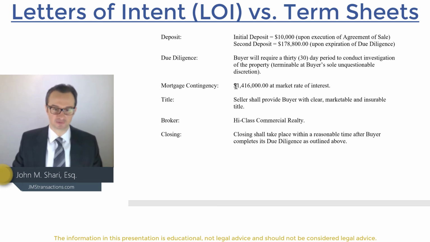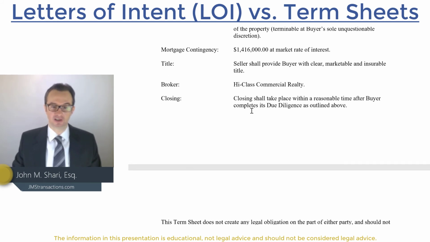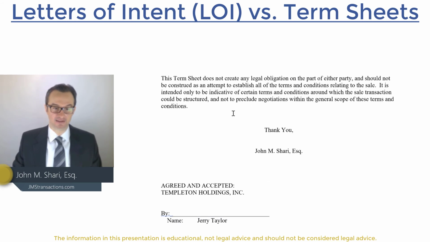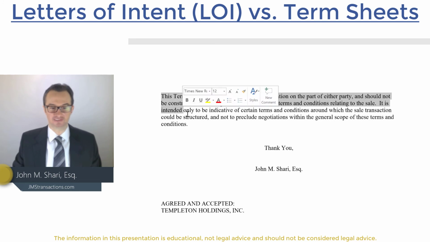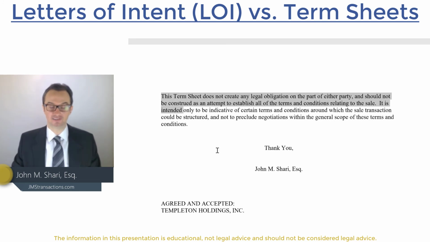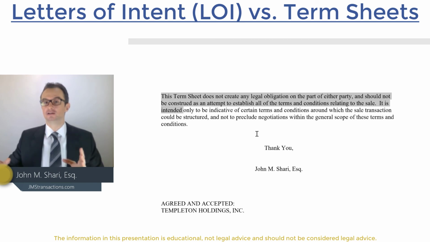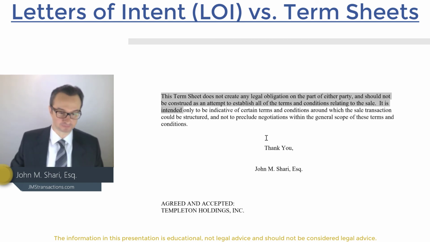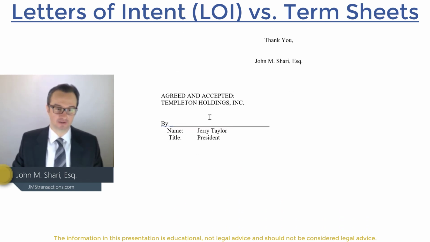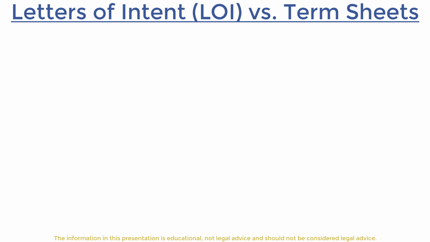And of course, like we discussed, mortgage contingency, title, who the broker is, when the closing is going to happen, and the last paragraph here is just basically saying that this term sheet does not create any legal obligation or liability on part of either party, and is not essentially a binding contract, and that this is mainly used to set up the terms for a more formal contract to be signed and negotiated later. And in this case, we actually do have the term sheet being executed by the other side, but you don't always have to have that.